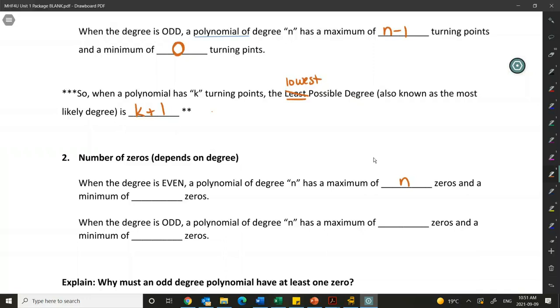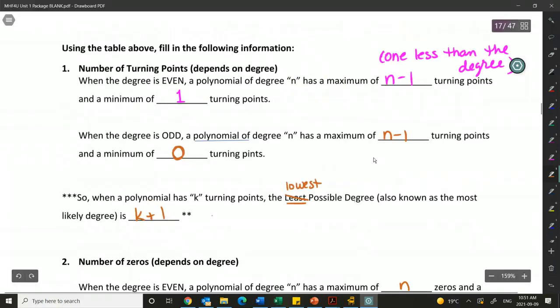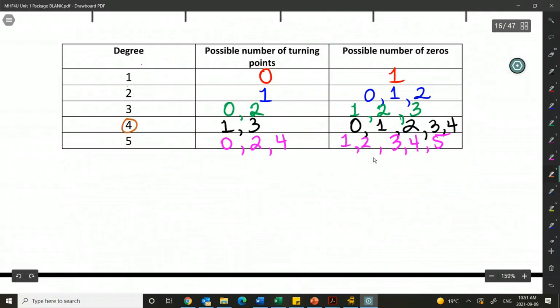How about minimum number of zeros for an even degree polynomial? Sarah? 0. It is 0. So if we look at our chart here, we can see all evens, so 2 and 4, could potentially have 0 zeros. They don't cross the x-axis at all because they're U-shaped, right? So if it's U-shaped and it's over the x-axis and facing up, I don't have any zeros, or vice versa, under facing down.